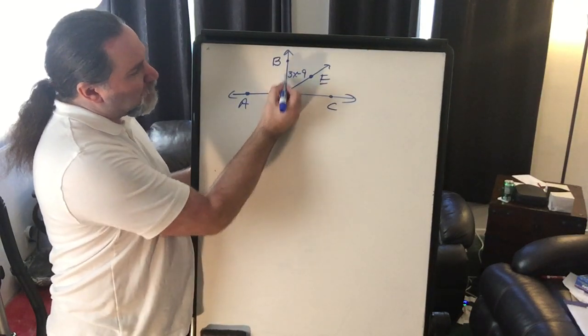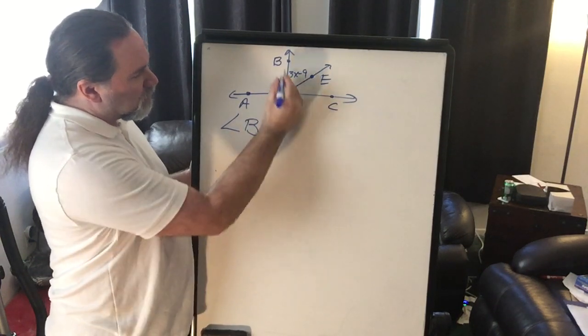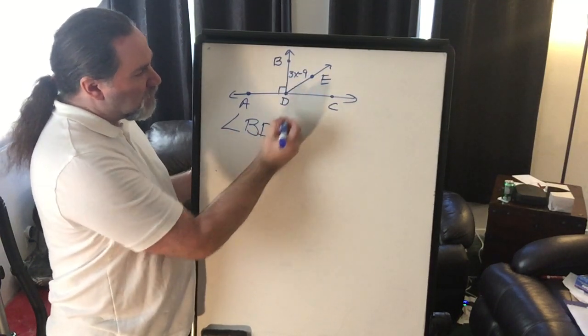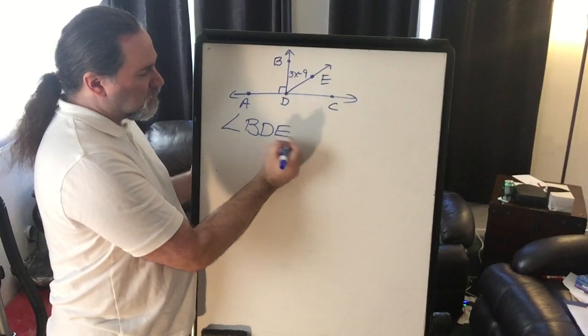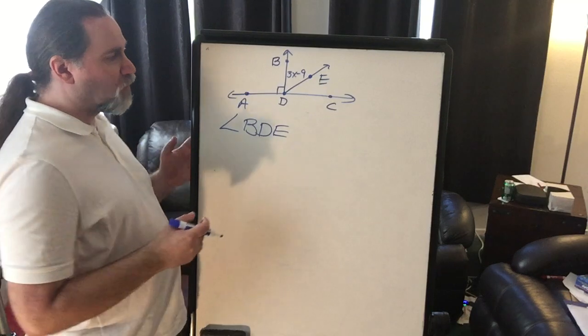So if I want to talk about this part right here, that would be angle, start here at B, come down here to D, and finish here at E. That's the angle that's missing. That's the angle with the variable that I want to know about.